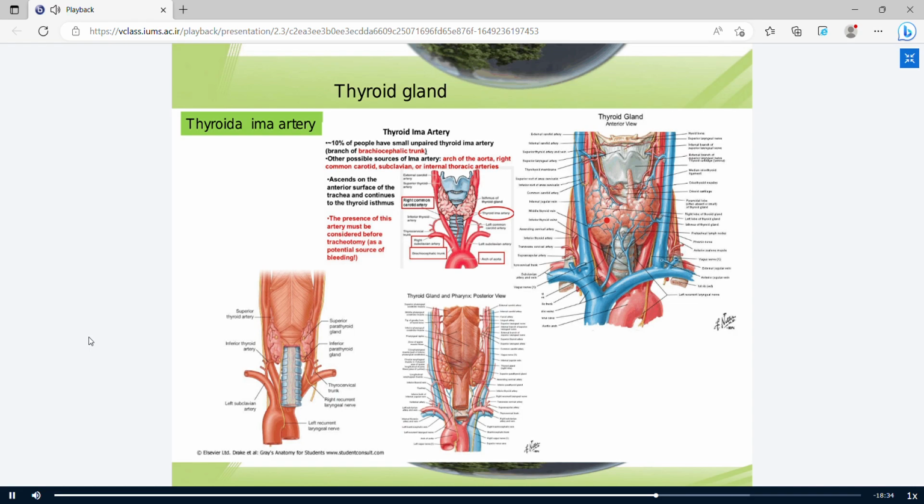The thyroid gland is supplied by the superior thyroid artery, arising from the external carotid artery, and the inferior thyroid artery, arising from the subclavian artery. Actually, the superior part of the thyroid gland is supplied by the superior thyroid artery, and the inferior or lower part of the thyroid gland is supplied by the inferior thyroid artery.